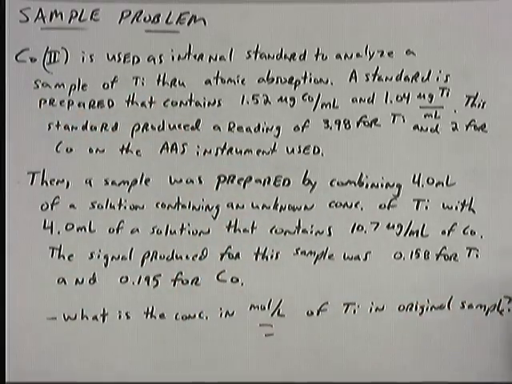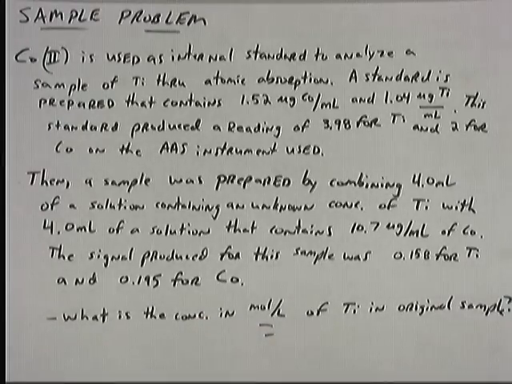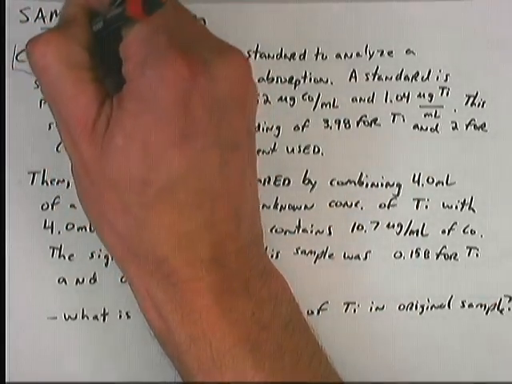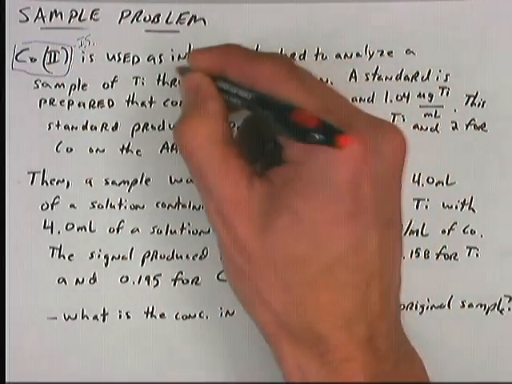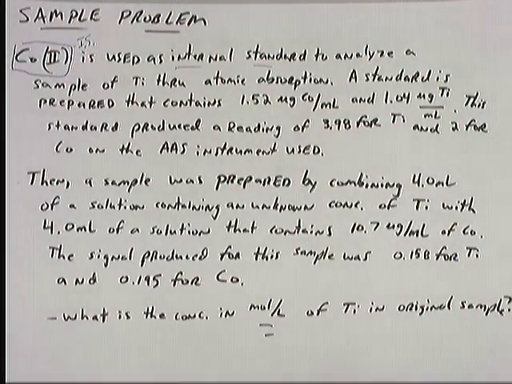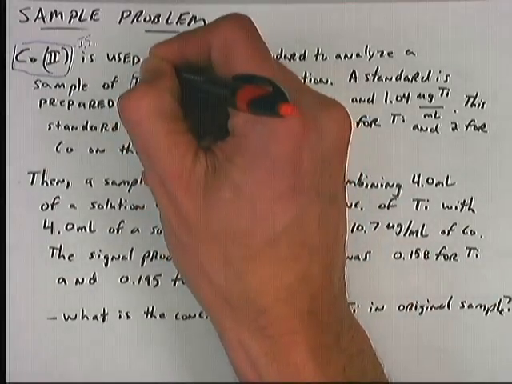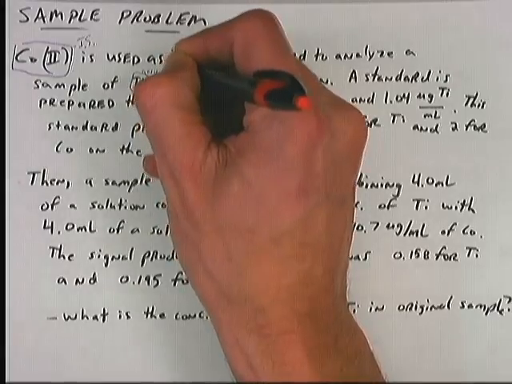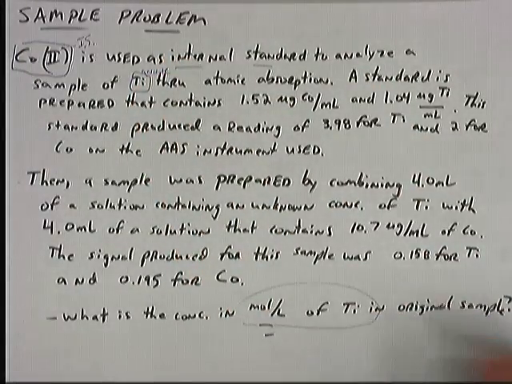I mean, it could be iron and lead, but what is important is which one's the analyte and which one is the internal standard. So this first sentence tells us basically that cobalt is our IS. As I'm marking up this problem, I make a mental note that cobalt is my standard, and that means titanium is ultimately going to be my analyte. That's what I want to know the concentration of, and in fact, at the end down here, that's what I'm asked. So that confirms it. Those bits of information are useful.